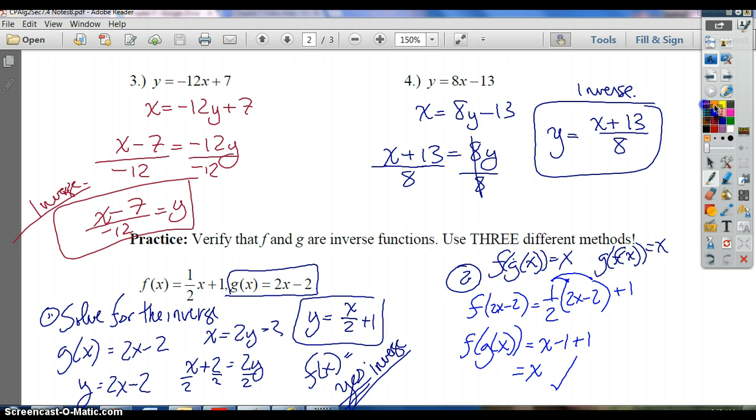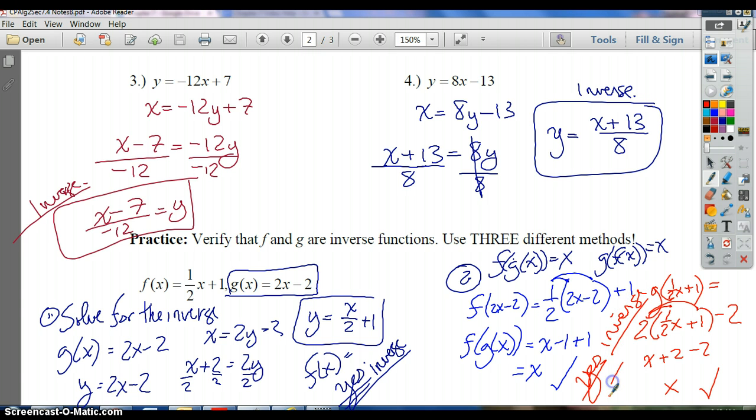Checked out. To do g of f of x, so I would do g of 1/2 x plus 1. I'm not going to have room here, so I'll write it down below. This would be 2 times 1/2 x plus 1, minus 2. So I'm going to distribute this 2 in. That's going to give me x plus 2 minus 2. That equals x. Checks out. So yes, they are inverses.